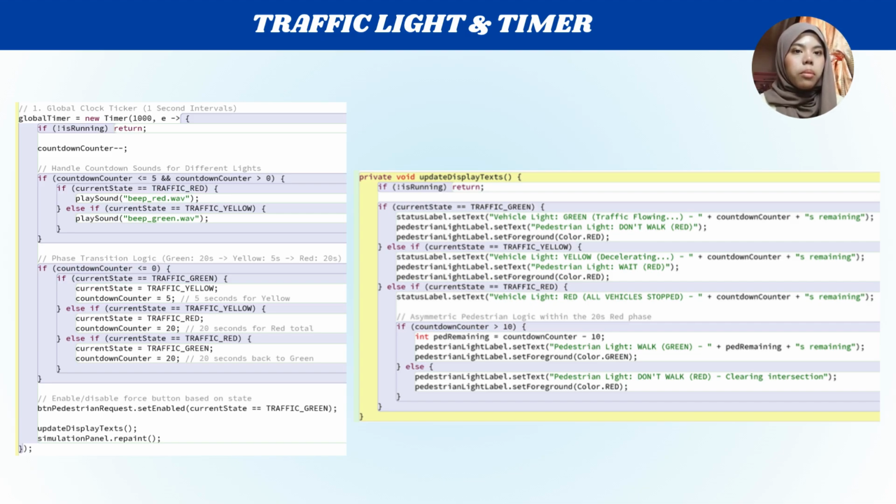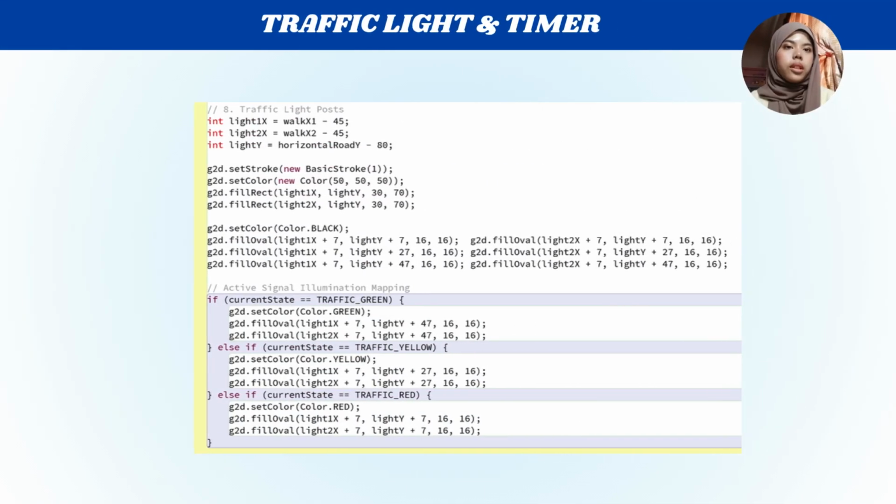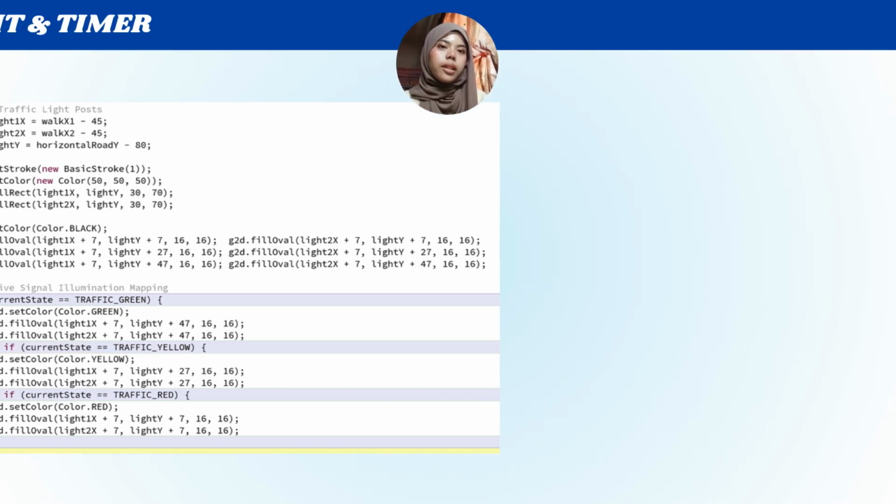This is where I put our safety rule. Pedestrians only get a green light to walk during the first 10 seconds of the car's red light. The last 10 seconds turn red to let them safely clear the road. But not least is handling the visual graphics. It draws the physical traffic light box on the screen, reads the active state, and lights up the correct green, yellow, or red signal on the post. That's all. We will go to the next part.